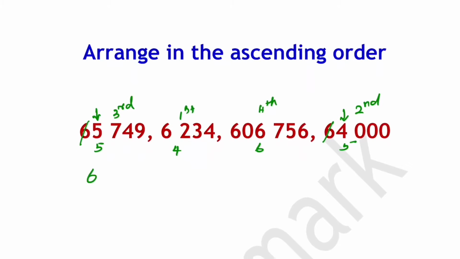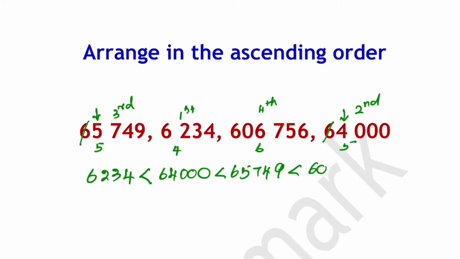Now it's a matter of writing them. And even when I write them, I don't read it 6, 2, 3, 4. I am just reading the digits only. Then I have to write 6, 4, 3 zeros. And this is the sign. Open end towards the bigger number, towards my right hand side. And then 6, 5, 7, 4, 9. Yes, and then finally 6, 0, 6, 7, 5, 6. That's it.